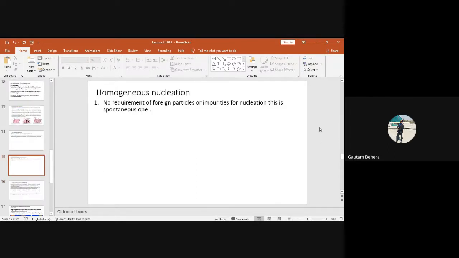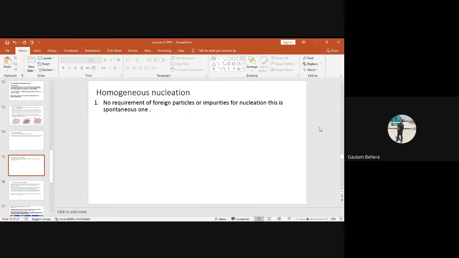Homogeneous nucleation. So what is exactly homogeneous nucleation? As I told, nucleation means formation of tiny solid particles inside the liquid, or formation of tiny solid crystallites. So homogeneous means it is the same everywhere. If the probability of formation of nuclei is the same everywhere inside the liquid or inside the mold, that is called homogeneous nucleation.